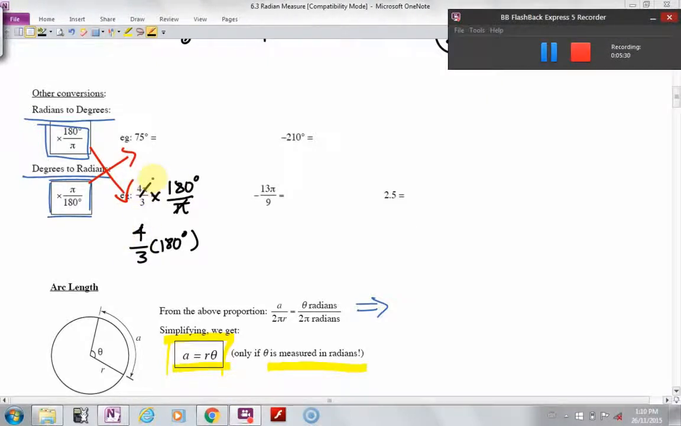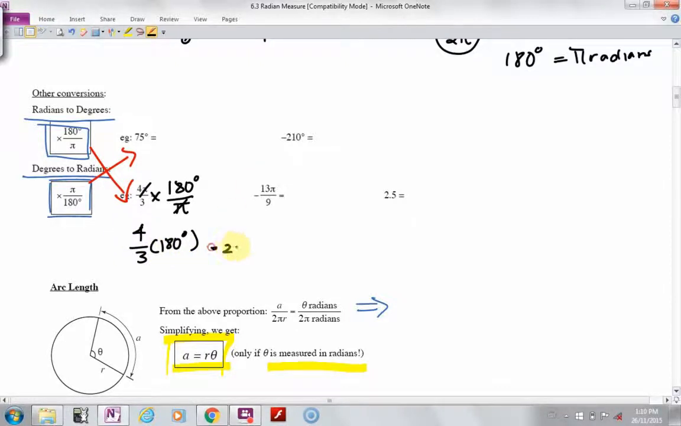When there's a pi there and we're going to convert into degrees, we can just change the pi to be 180 degrees and then work it out. So 3 goes into 180, leaves you 60, and 4 times 60 is 240 degrees. Okay? So let's do this one with that shortcut method.